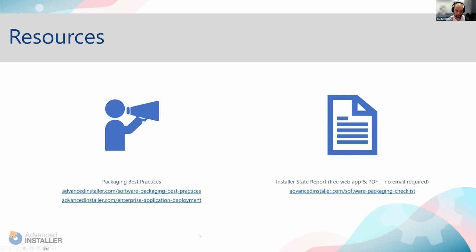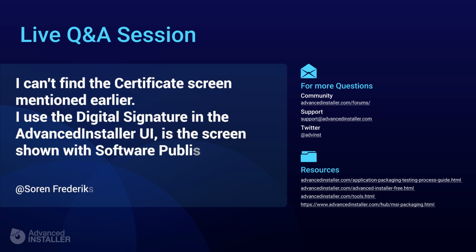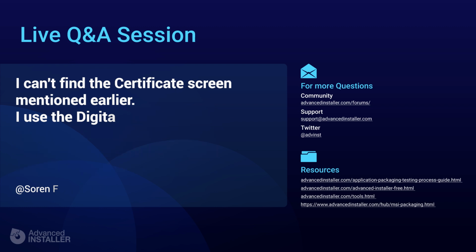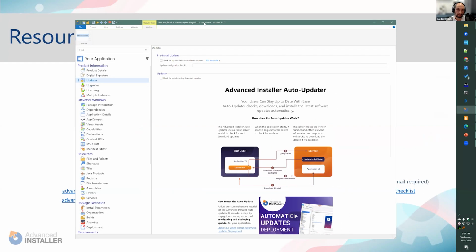Let's see if we have any questions. So I have one question from Soren. I can't find the certificate screen mentioned earlier, so I use the digital settings in Advanced Installer. It's the screen shown. So here I have version 22.0. I don't know which version you have right now.